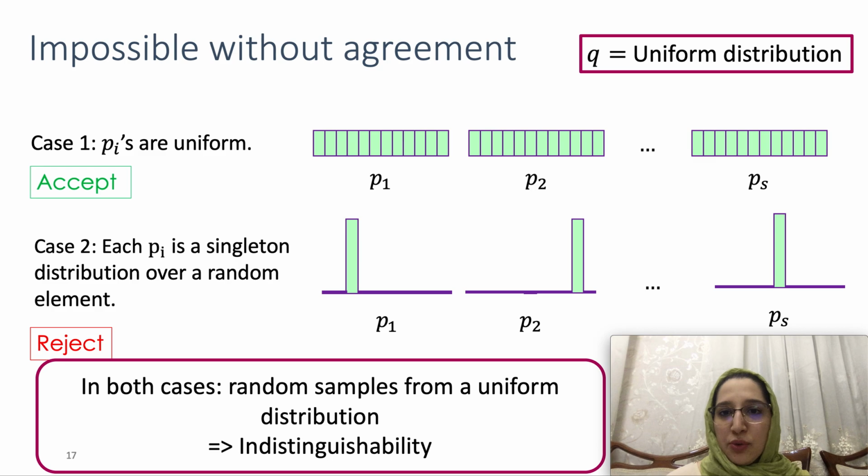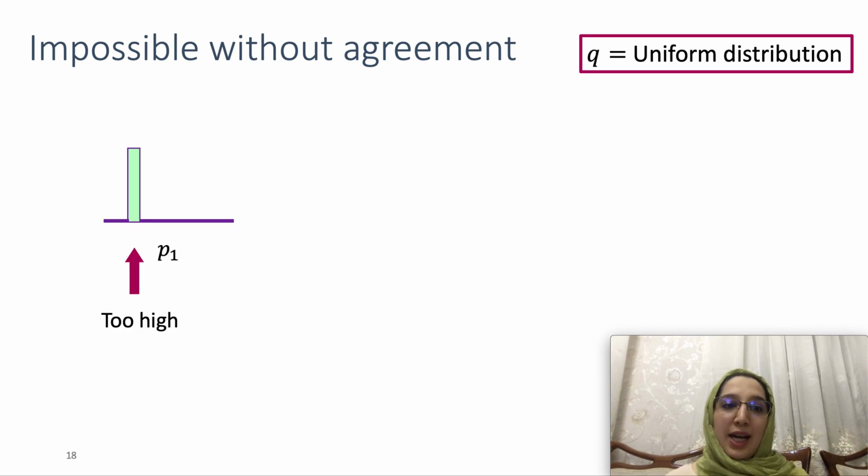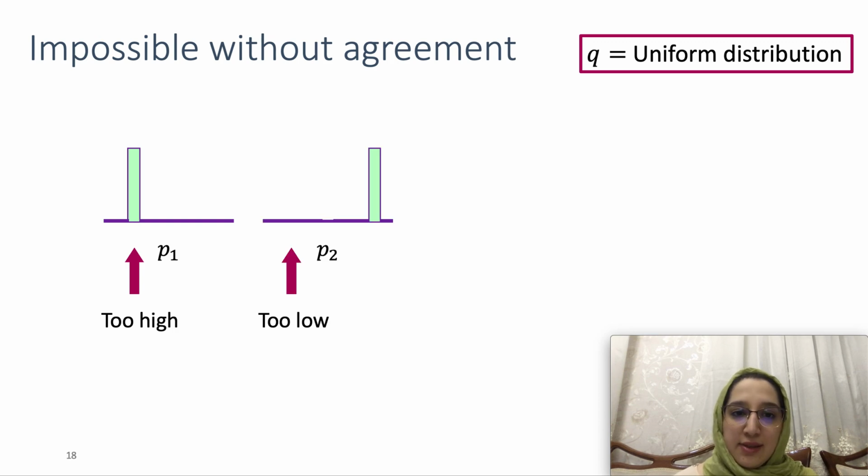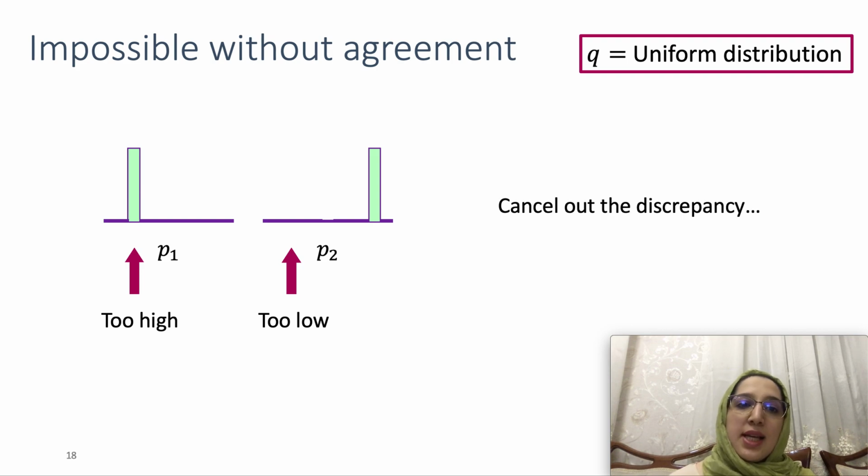So we need some sort of an agreement assumption here. What actually happens here is that one distribution is assigning very high probability to a domain element, while the rest of the distributions are assigning probability 0 here. So in some sense, the probability that we will end up assigning to a single element is sort of uniform at the end, and the effect of these discrepancies are cancelled out. So the agreement assumption that we propose is essentially something to prevent such cancellation.